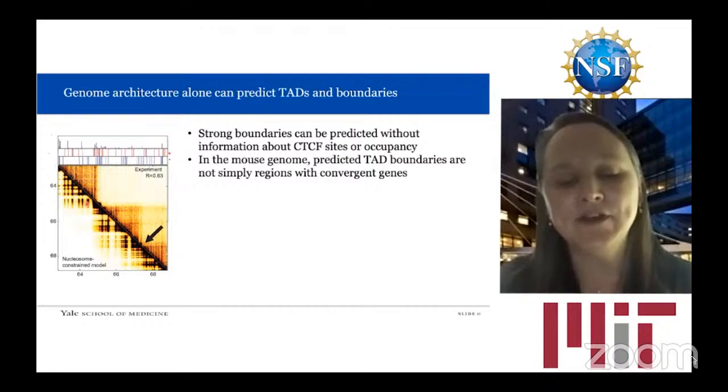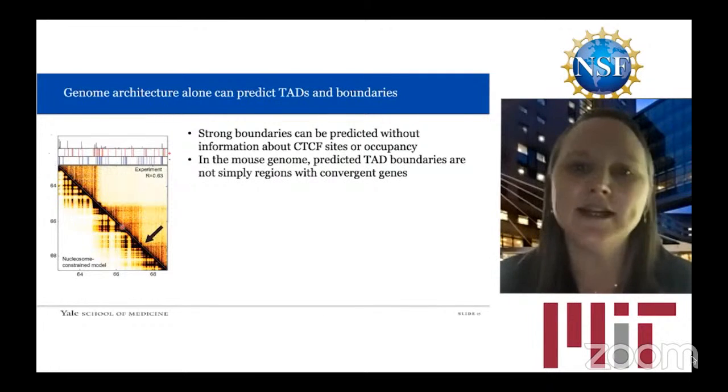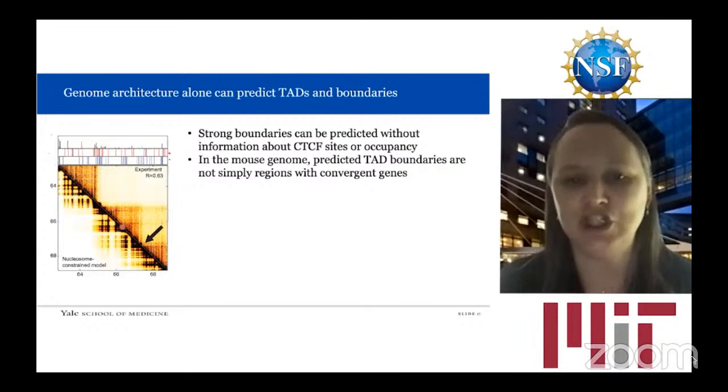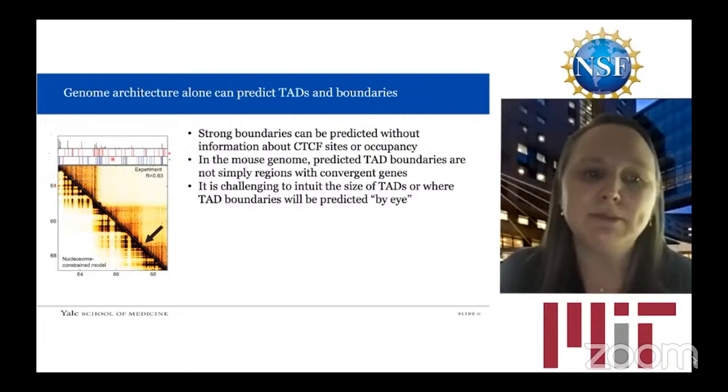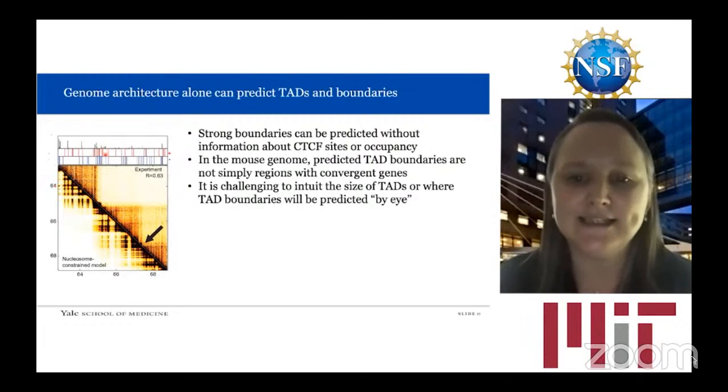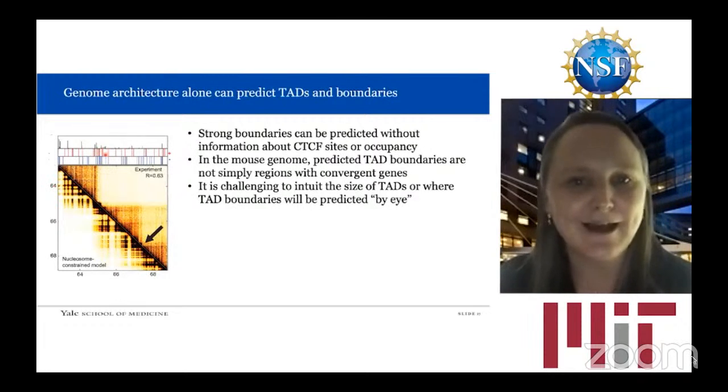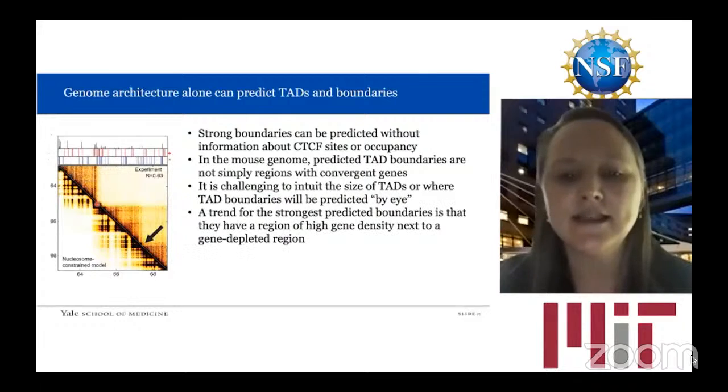I want to point out that in the mouse genome, this is not as simple as the data for budding yeast, where boundaries are predicted to be at convergent genes. It's actually much more complex than that. In fact, just by looking at the gene position and density, we can't really predict by eye where strong boundaries will be predicted by the simulation. And so we're still trying to understand this.